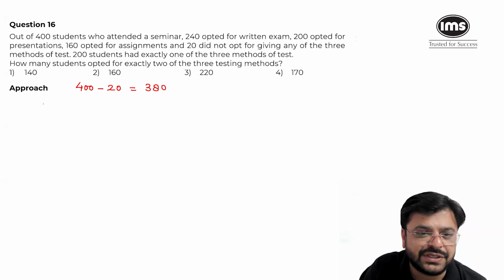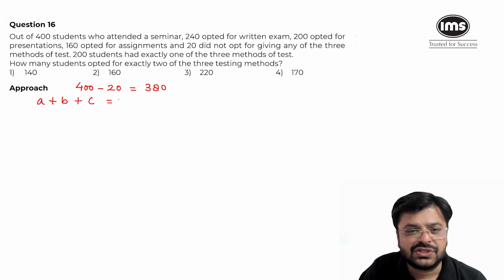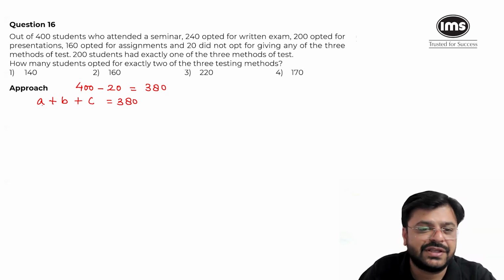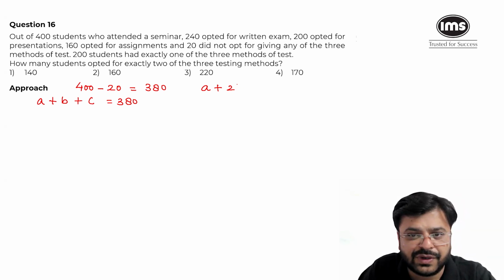Let's assume the number of students appearing for exactly one test is denoted by A. Those appearing for exactly 2 tests are denoted by B. And the number of students appearing for exactly 3 tests is denoted by C. So A plus B plus C is equal to 380, because 380 students are appearing for at least one of the three tests. Now those appearing for one test will be counted once. Those appearing for exactly two tests will be counted twice. And those appearing for exactly three tests will be counted thrice.